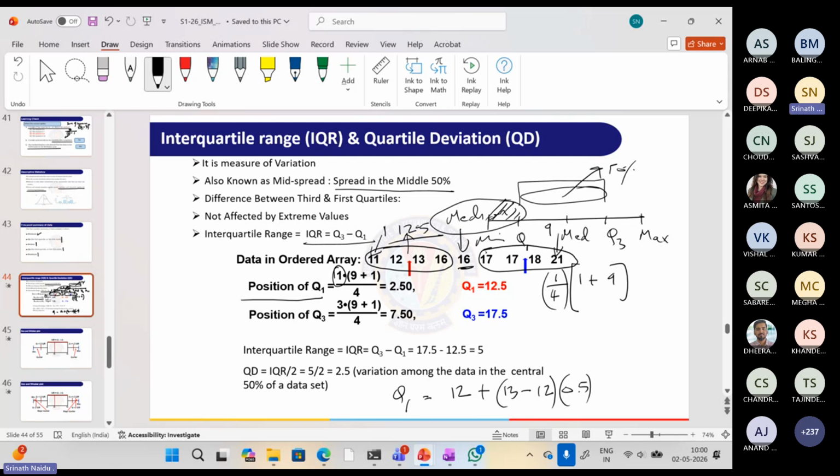So we did that. The position is 2.5, between 2 and 3. So that's 12.5. Then the position of Q3 is 3 by 4 times 9 plus 1. Why do you get 9 plus 1? 9 is the last position, 1 is the first position. 3 by 4 times 9 plus 1 is 7.5. So the interquartile range is Q3 minus Q1, 17.5 minus 12.5, which is 5. Then you have the quartile deviation, which is defined as half of the interquartile range. That's just a statistical thing.